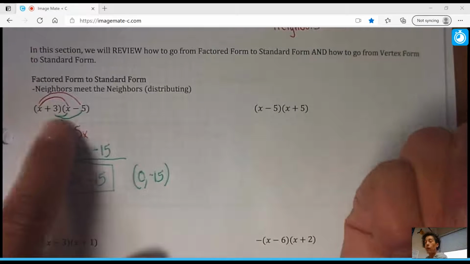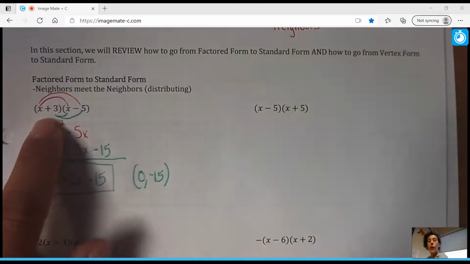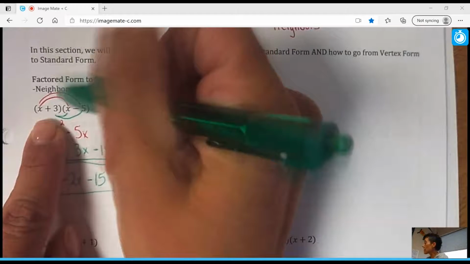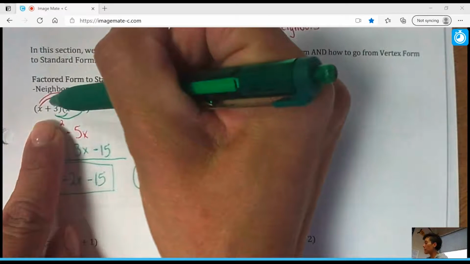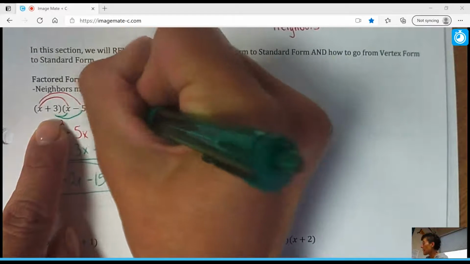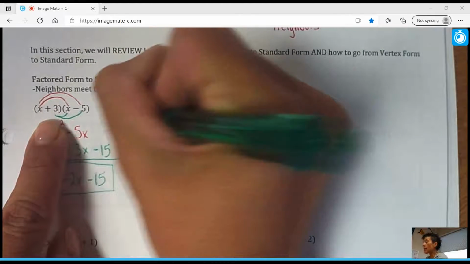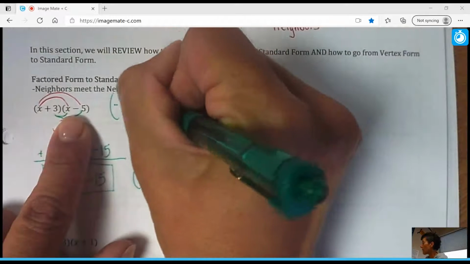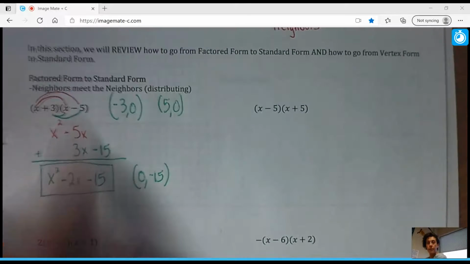And then in factored form, we see the x-intercepts. A quick trick, which doesn't always work, but for now, you can just take the opposite of the number that you see in the parentheses. So when I see a positive 3, I want negative 3. And then the y value is 0. Y is always 0 in an x-intercept. And then the opposite of this number, I would take 5 and get 5, 0.